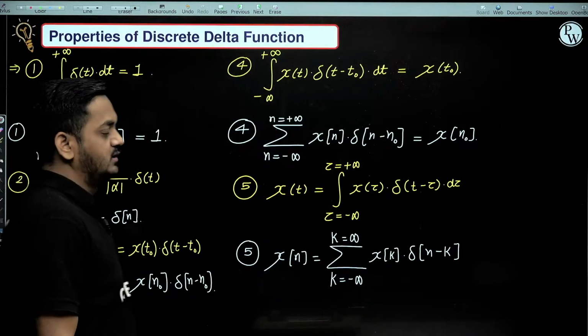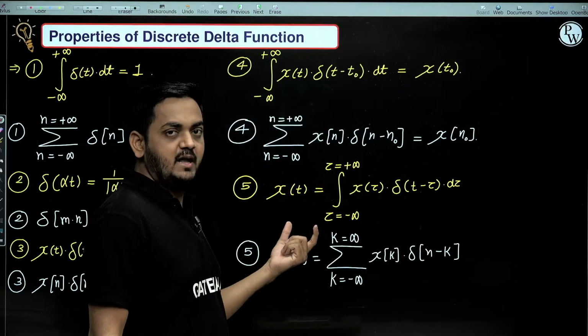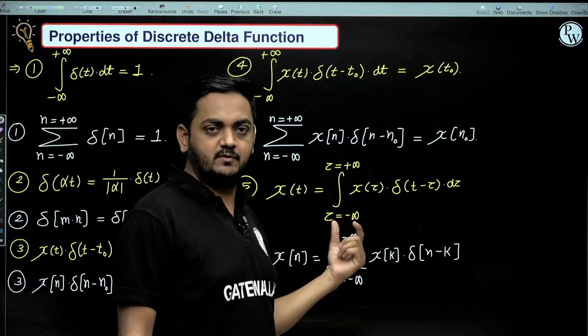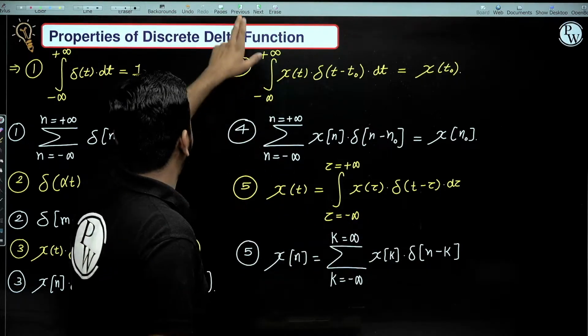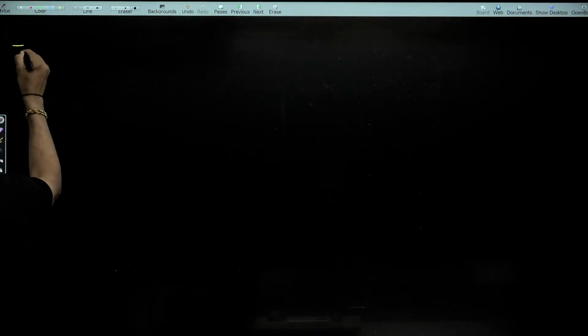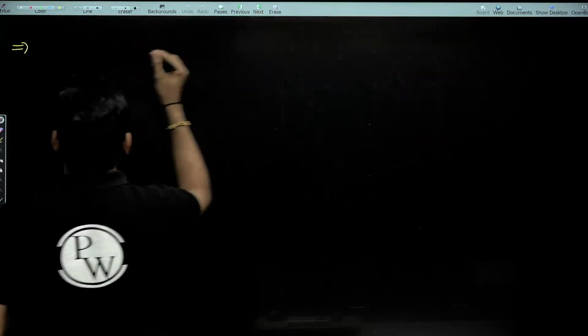Okay, now the last property is very important. We have derived some important results from the last property, this shifting property. Do you remember? Like a step function can be represented in terms of the impulse function. So what I am saying, guys, from the last property, if you put x of t equal to u of t, then what will it be?